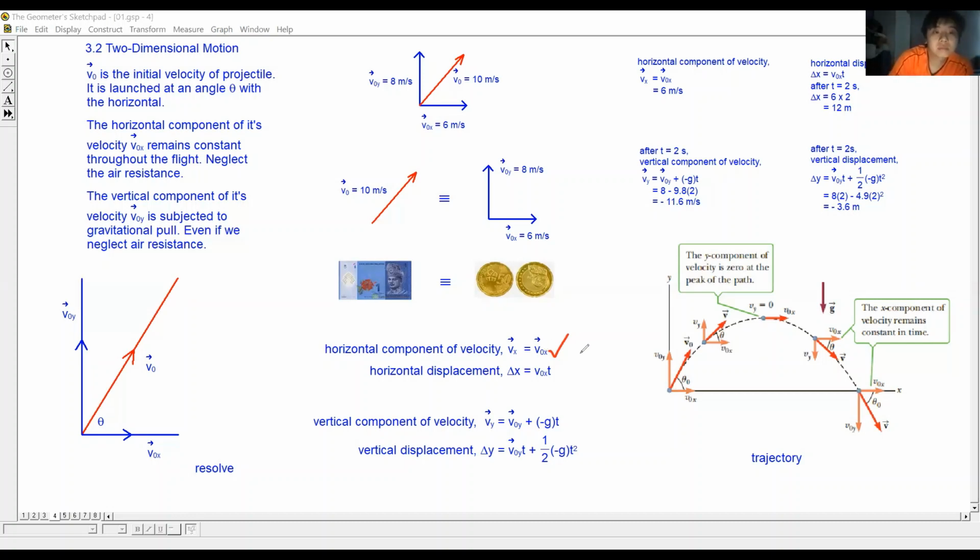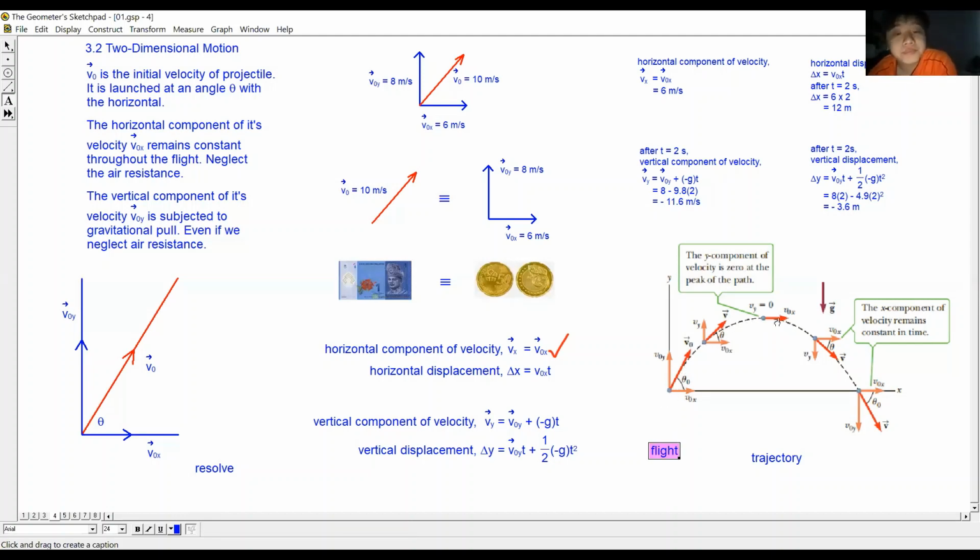And this v naught x will be the horizontal component. It is the same throughout the journey, throughout the flight. We don't call it journey, we call it the flight, no? Because the object is in the air, so we call it flight instead of the journey. It is called the flight, right?